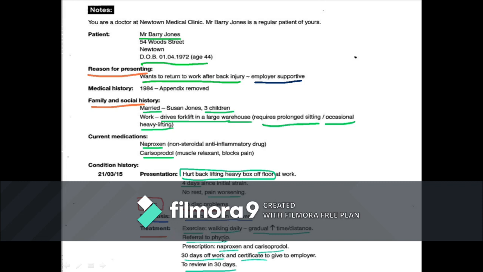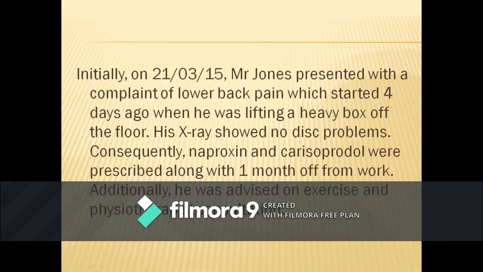As a result, you advised exercise and walking with gradual increase in time and distance. You also referred him to the physiotherapist, prescribed naproxen and carisoprodol, and gave a certificate for 30 days off from work. So we will write all this information in today's letter. Let me tell you now how we will include it in our letter.